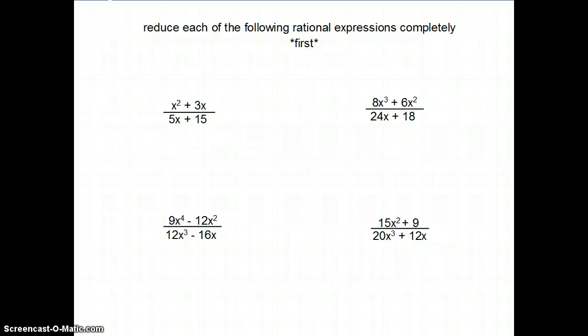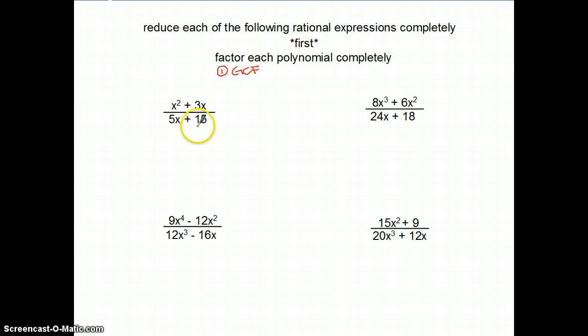On our next slide, we're going to reduce each of the following rational expressions completely again. However, first, we must factor each polynomial completely. So remember your rules of factoring. Step 1 is always your greatest common factor. So first I'm going to take out the greatest common factor of both my numerator and the denominator. If I can factor further, then I will.